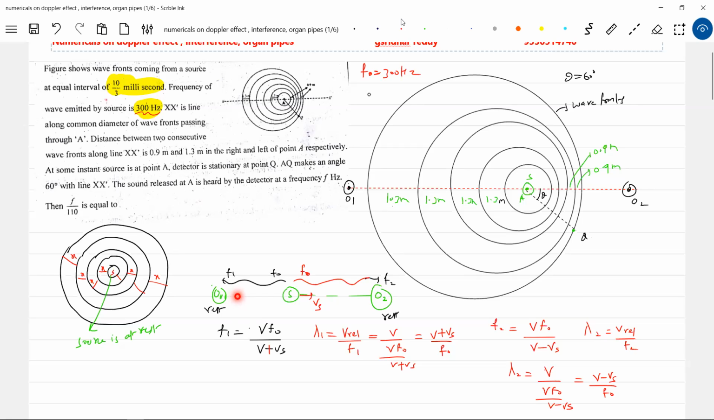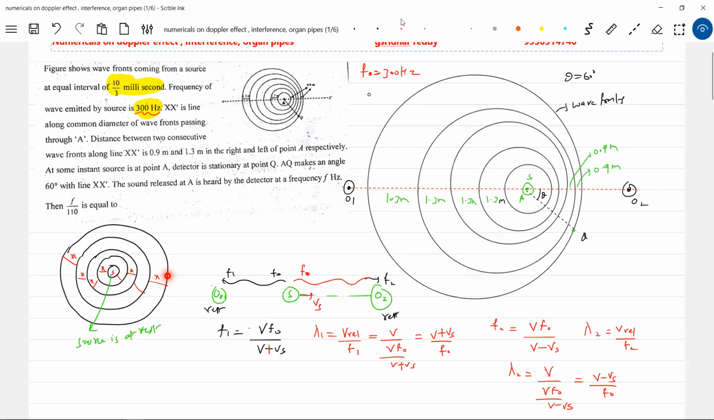For the first observer, what will happen? The wavelength of the waves received by it will be more. For the second observer, the wavelength of waves received by it will be less. If the source is at rest and both observers are standing, then in that case, what happens? Both observers say that we are receiving waves of the same wavelength. Getting the idea, the concept?